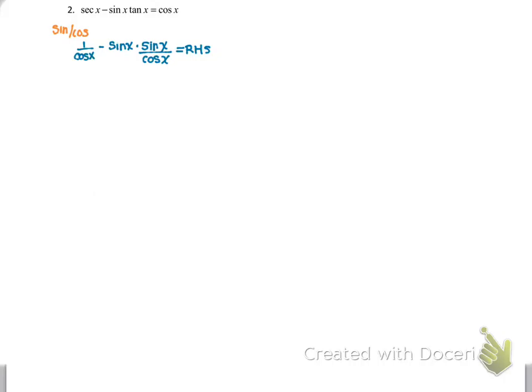So what I can do now is I can't simplify anything, but I have a left term and a right term, and they have the same denominator of cosine x, so I'm going to put this all together. And when I do that, I'm also going to multiply the sine times sine, which gives me 1 minus sine squared x all over cosine.